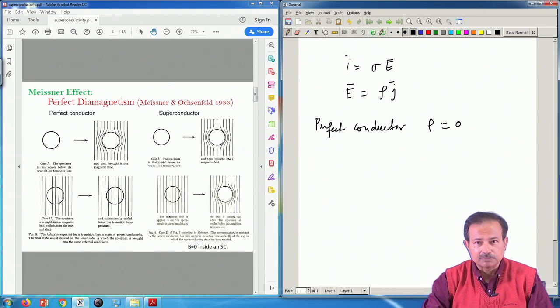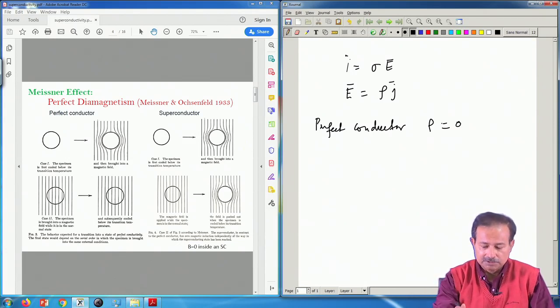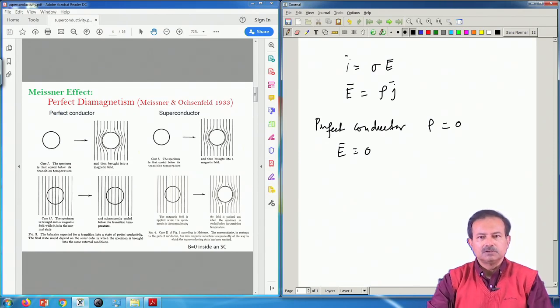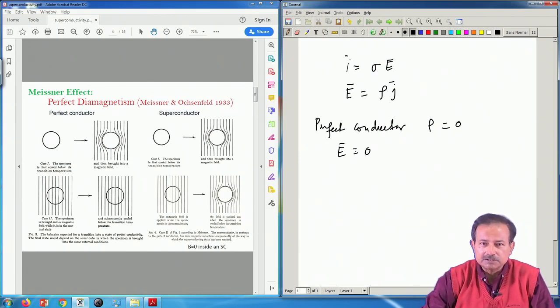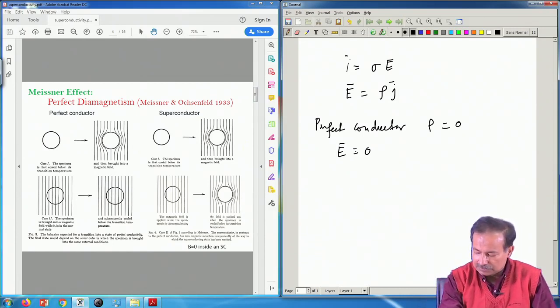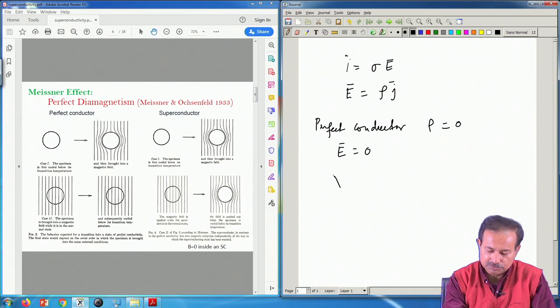Now, in a superconductor, of course, we know that the current is finite, we can have a supercurrent, and that means that E has to be equal to 0 inside a superconductor. So, electric field cannot be sustained inside a superconductor. Now, if that is the case, then of course, we also know that curl of E from Maxwell equation is equal to minus del B del t.